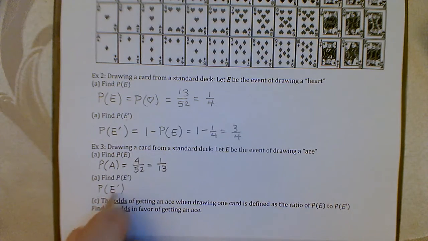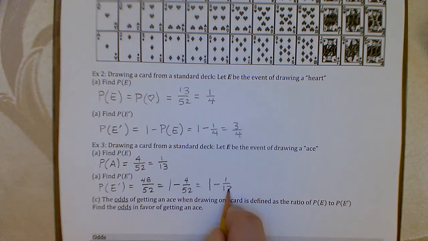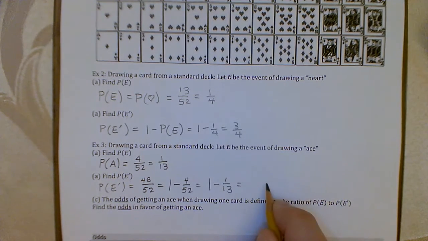So what's the probability of not getting an ace? I'm going to go with E prime in this case. So the probability of not getting an ace. We could count up all the cards that are not aces. Well, that's 48, and divide that by 52. But we could also say, well, that's 1 minus 4 out of 52. Or we could say that's 1 minus 1/13, or clearly 12/13. Either way you get to it, eventually you should get our reduced fraction that looks like this.